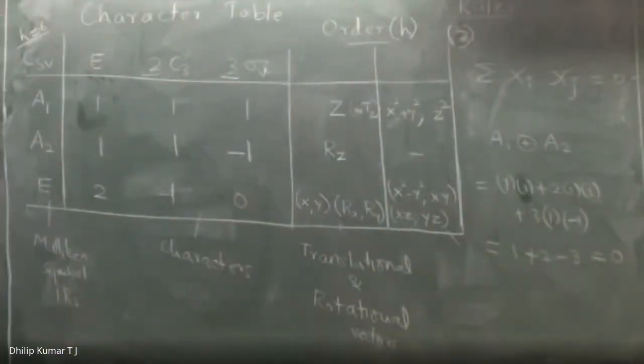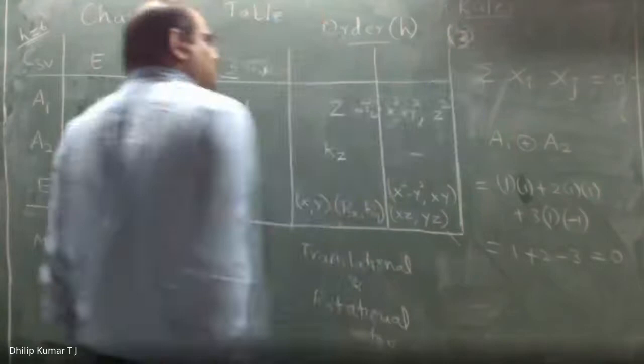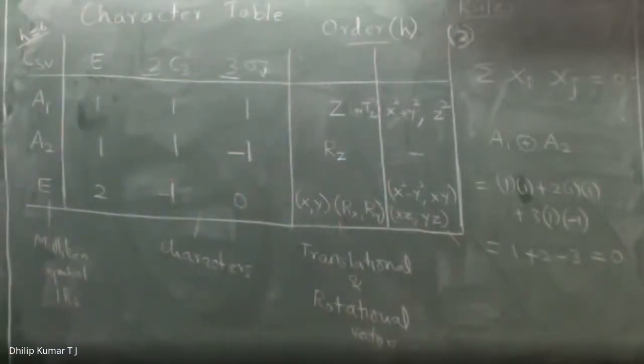Okay, because A1 and A2 are orthogonal, if you take the product of A2 and IR, then it should result in 0. It just cancels out. Similarly, you can try with A1 and E, and you should get the same thing. So this is the third rule: if you take the product of 2 IRs, then it should be equal to 0. So that's the third one.